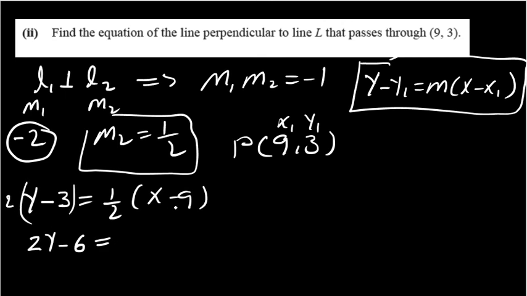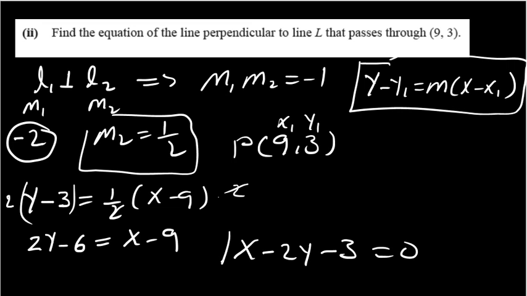I multiplied each of them. This one also, when you multiply by 2, the 2 cancels the denominator, so it will be x minus 9. Therefore, collect it. In any order you can collect and write it. It's going to be x minus 2y, then the negative 6 also will come, which is negative 6 minus 3, is equal to 0.